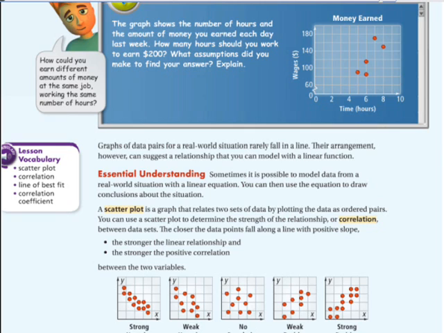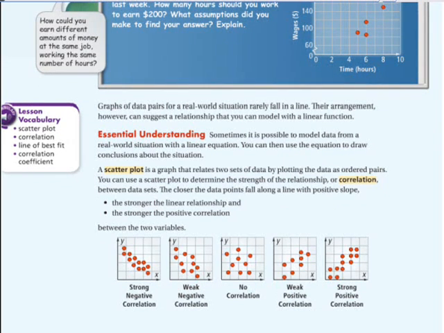Best fit, and then the correlation coefficient. Understanding really important stuff here is that we're able to model data. We take that and then we can model a real-world situation. From that, we can create an equation that allows us to make predictions about a set of data and what might happen in the future, or if we did a certain number of things a certain number of times, what would happen without actually having to ever do that.